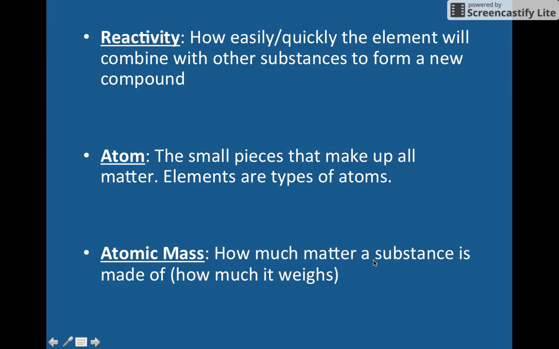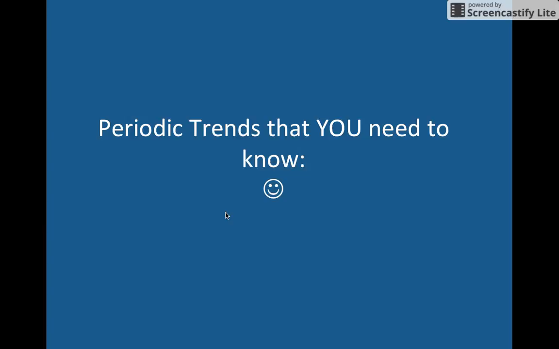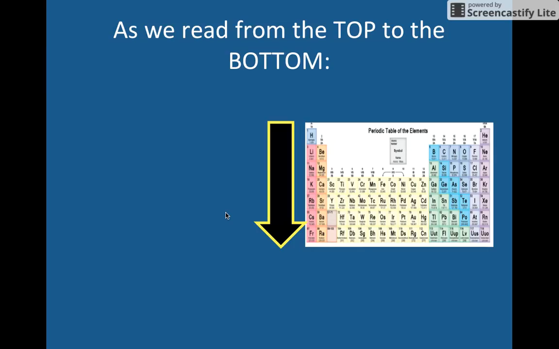And lastly, atomic mass is just the mass of the atom. This is listed on the periodic table under each element. It's normally a decimal number. We'll explain why it's a decimal, not a whole number, later on as well. Periodic trends you need to know. This hopefully will be a review for a lot of you.